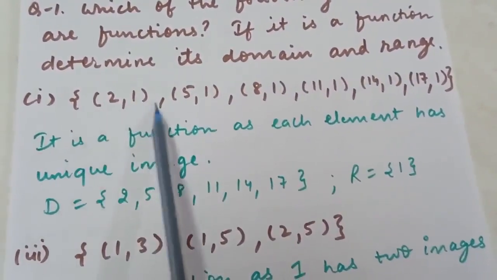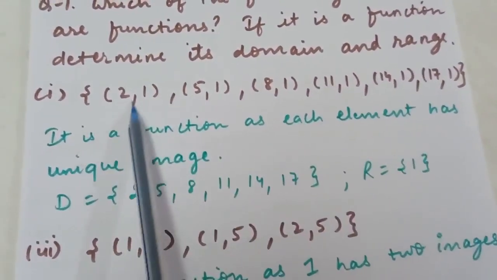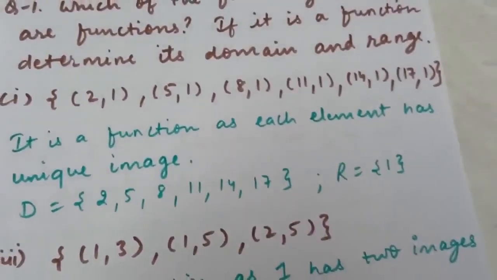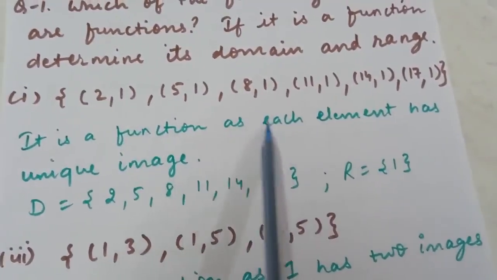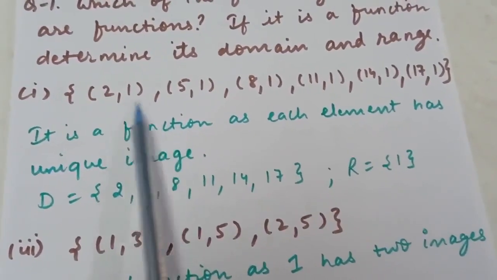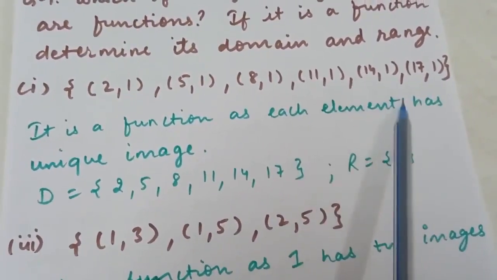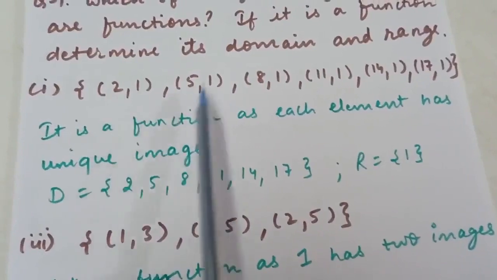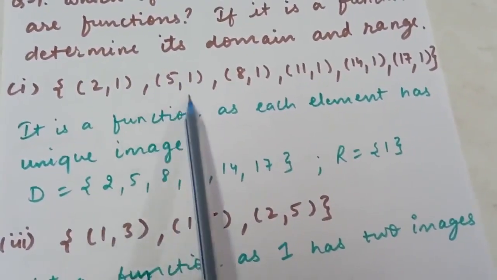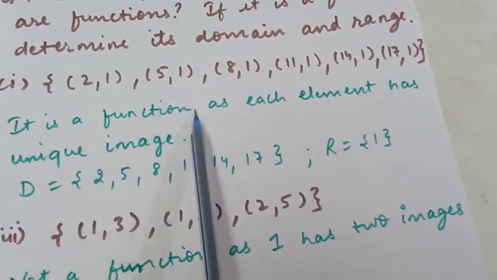So first is given as (2, 1), (5, 1), (8, 1), (11, 1), (14, 1), (17, 1). As we can see, the first element is not repeating, right? So each element has a unique image. So it is a function. Here the second element is just 1, but we are not concerned with the second element. The first element should not repeat. 2 has only one image 1. Similarly 5 has only one image 1. All the first elements have only a unique image, therefore it is a function.